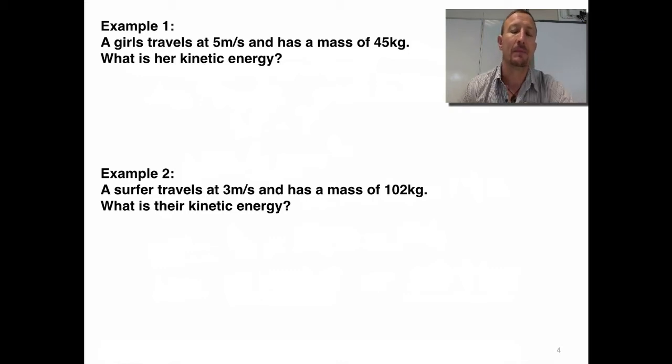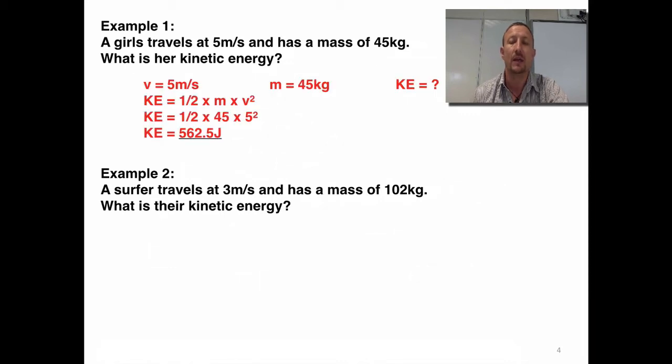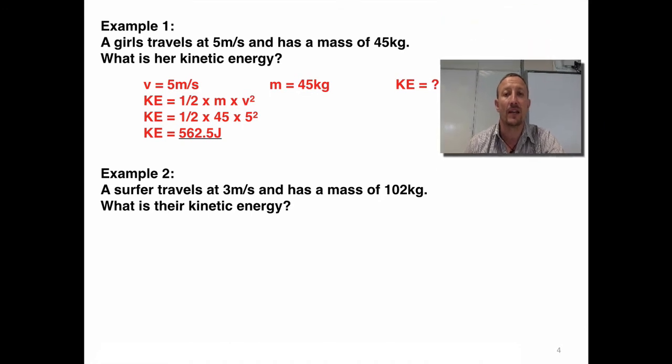Okay, welcome back. All right, so how did we go? Well, let's look at the first example. We've got a girl traveling at 5 meters per second who has a mass of 45 kilograms. So let's write down what we know. The speed is 5 meters per second. The units are correct. The mass is 45 kilograms.